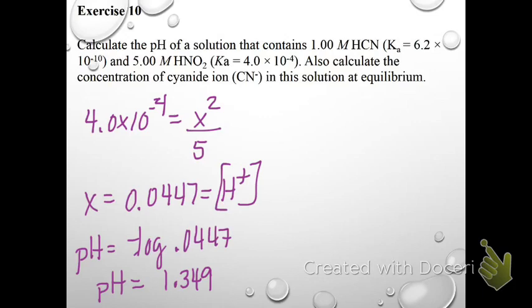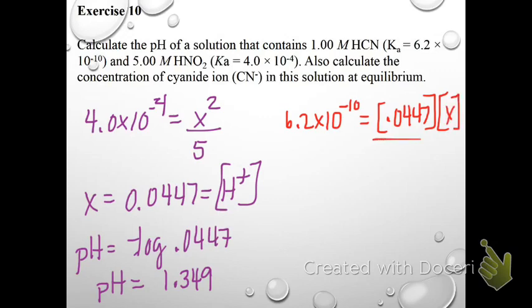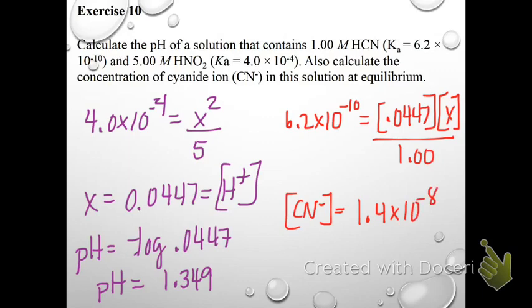Then it wants to know what's the concentration of cyanide at equilibrium. Okay, so this time we'll use cyanide's Ka value, 6.2 times 10 to the -10 is equal. What am I going to use for my hydrogen concentration here? 0.0447, because it's in there with it, right? And then X is for cyanide, and then the concentration of cyanide was 1.00. So my cyanide concentration is 1.4 times 10 to the -8.